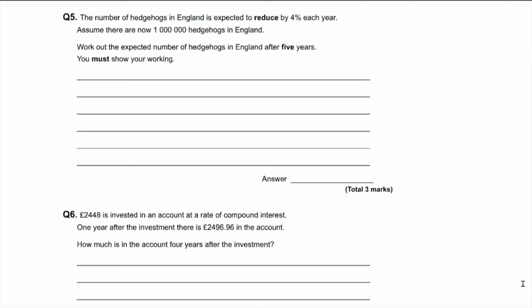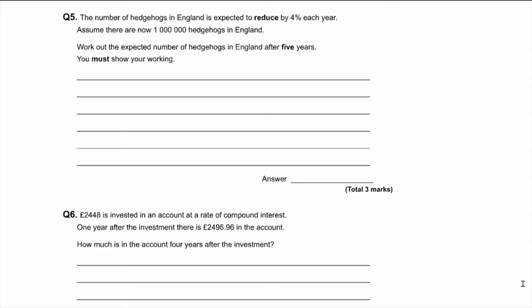Question 5. The number of hedgehogs in England is expected to reduce, oh no, that's so sad, by 4% each year. Assume that there are now 1,000 hedgehogs in England. I don't want to do this question. Work out the expected number of hedgehogs in England after 5 years. You must show your working.